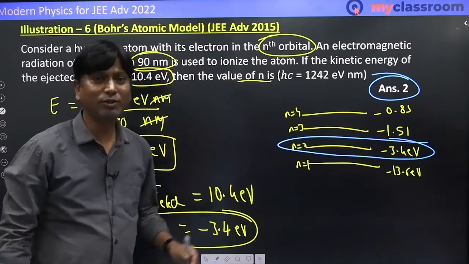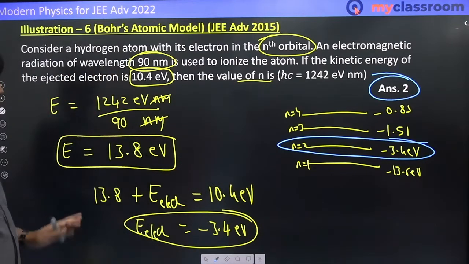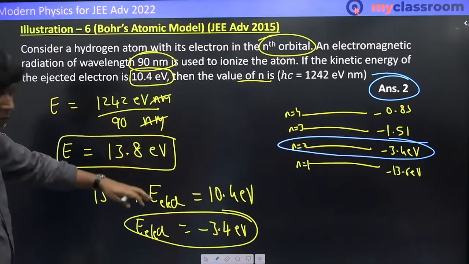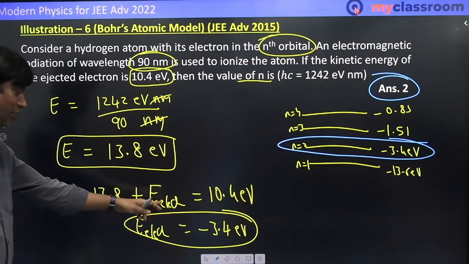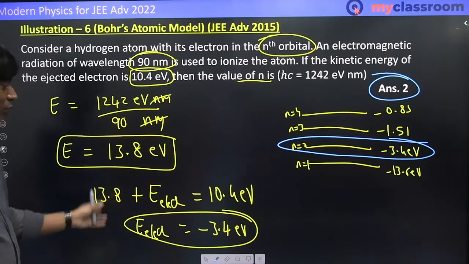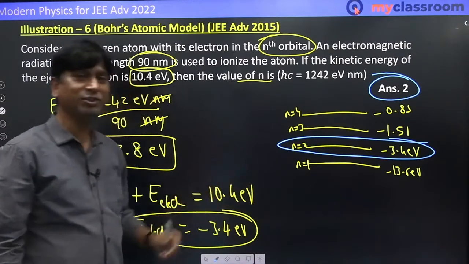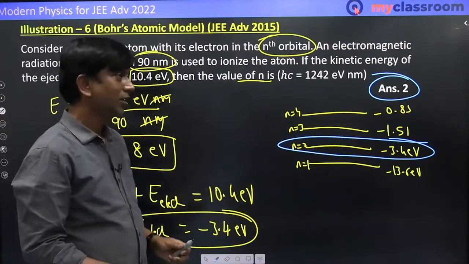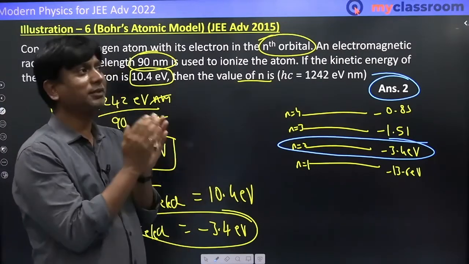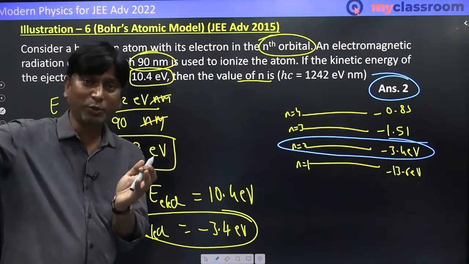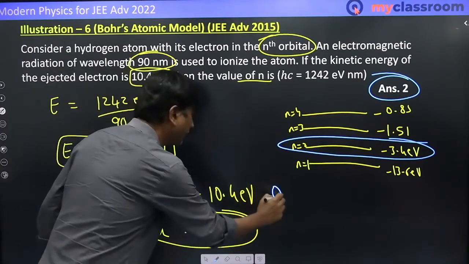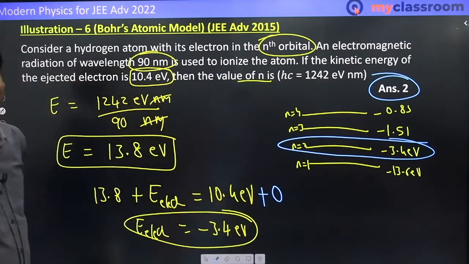Okay, hope you have understood this particular question. It's simple: the energy of each photon falls on the electron which is in the nth orbit. If you add this energy to the total energy of the electron, it will go to infinity and still have some kinetic energy. The total energy of the electron plus the energy of the incident radiation it takes means it gets removed, with potential energy 0 and still some kinetic energy.